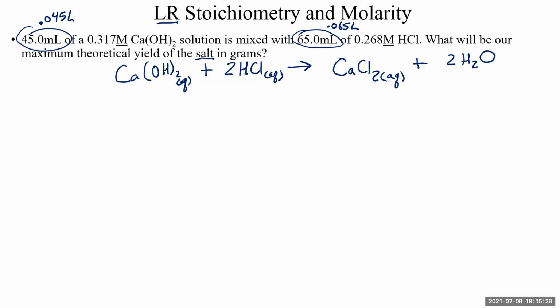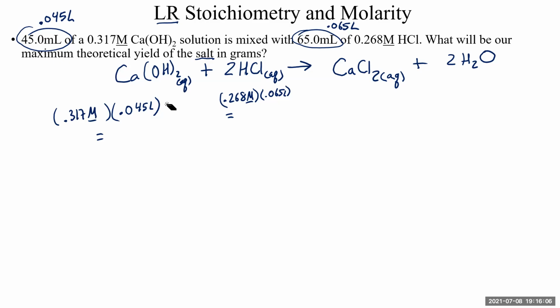Now I take my volumes in liters for each one. My moles of calcium hydroxide are going to be 0.045 liters multiplied by molarity times volume, 0.317 molarity. And I'm also going to take my molarity times volume over here, 0.268 molar for the hydrochloric acid, multiplied by 0.065 liters. Here, I'll put it underneath just to save some space.